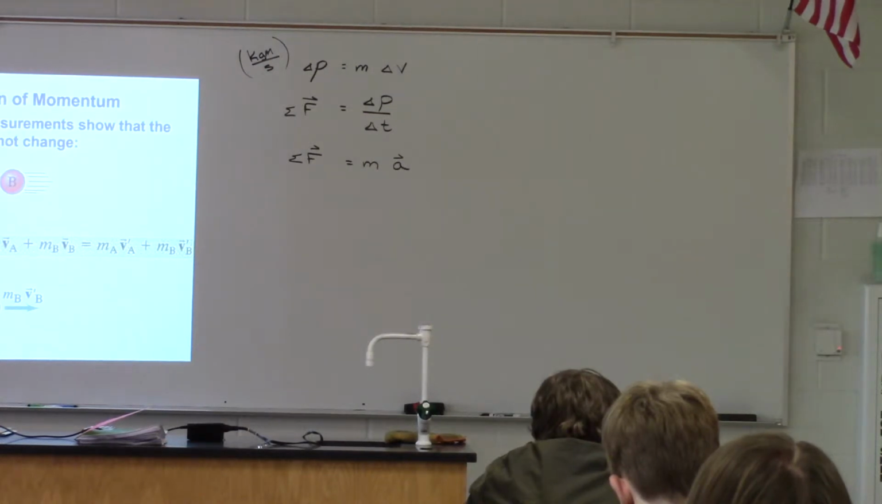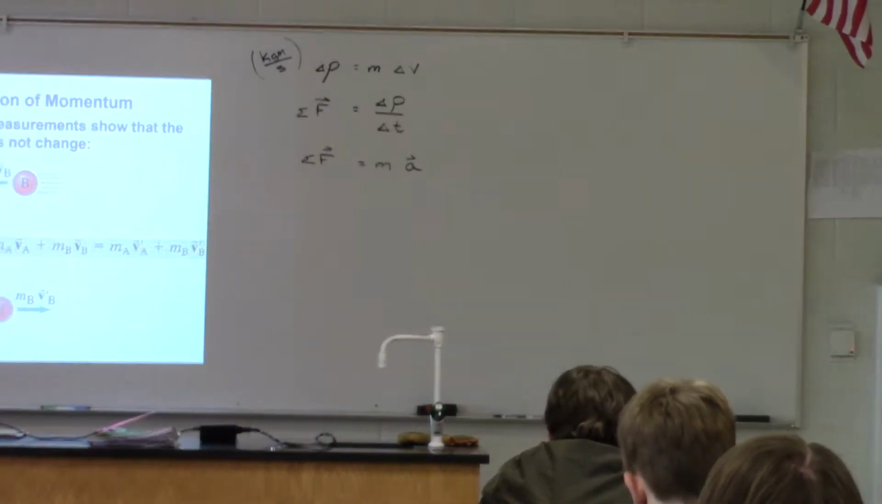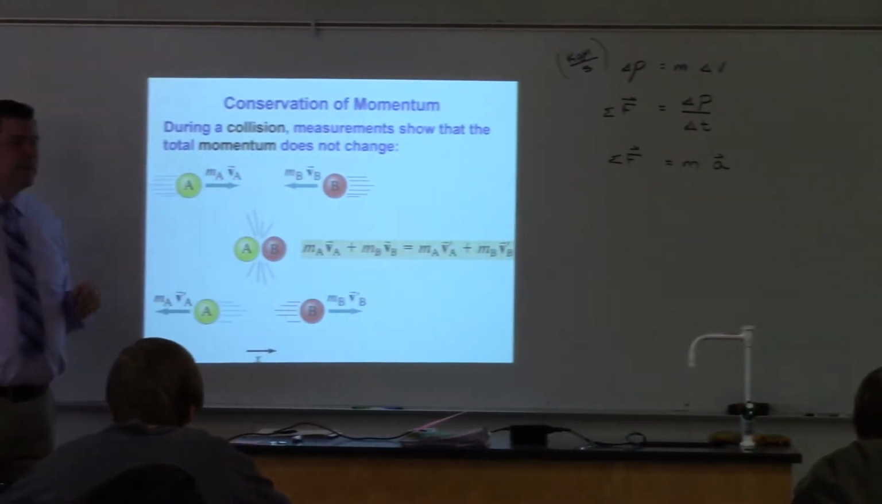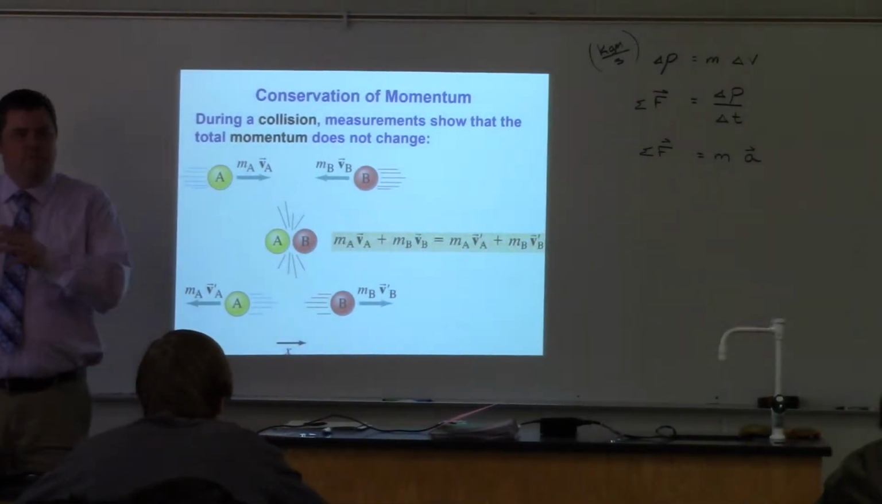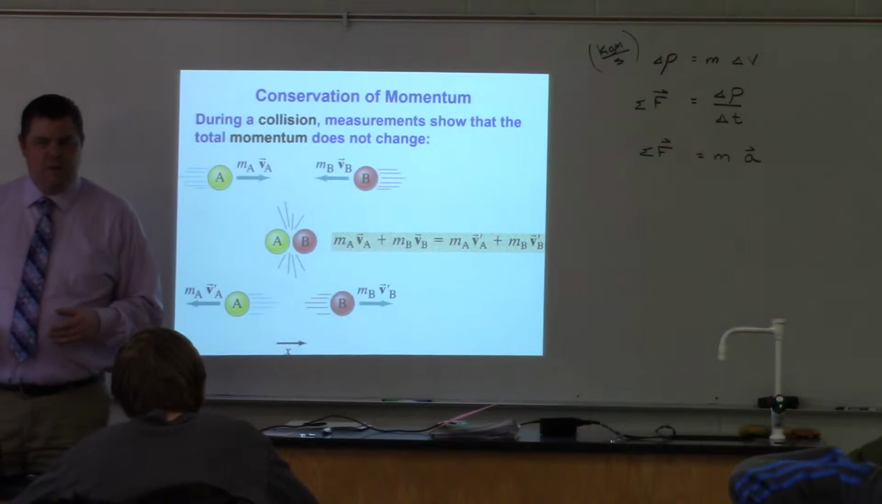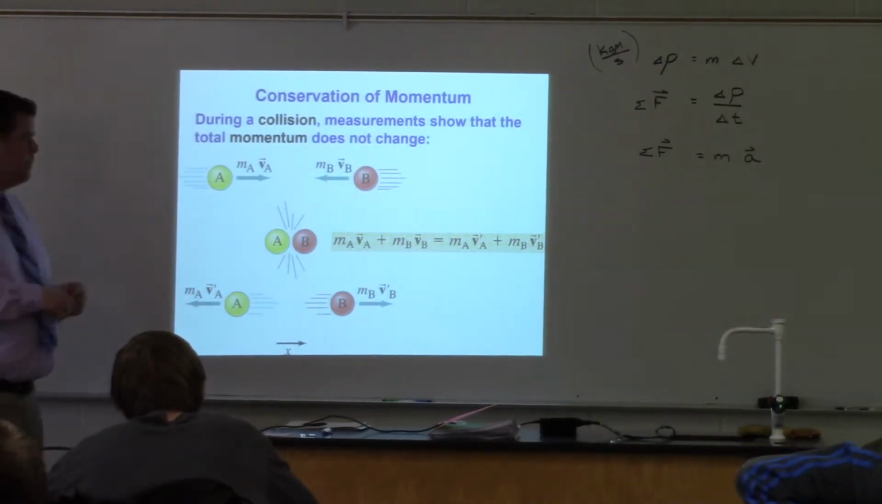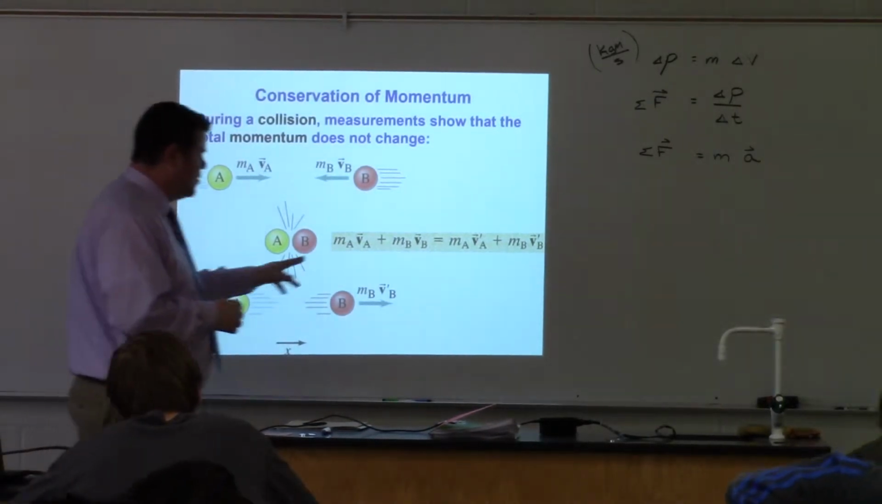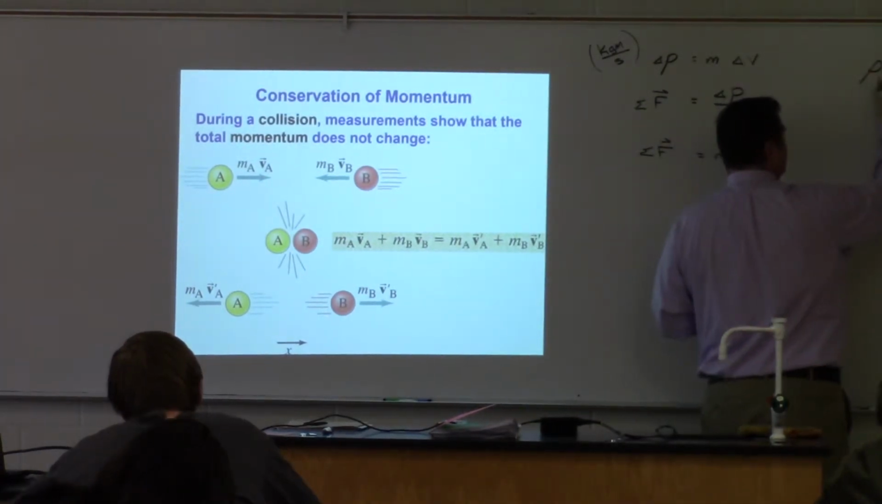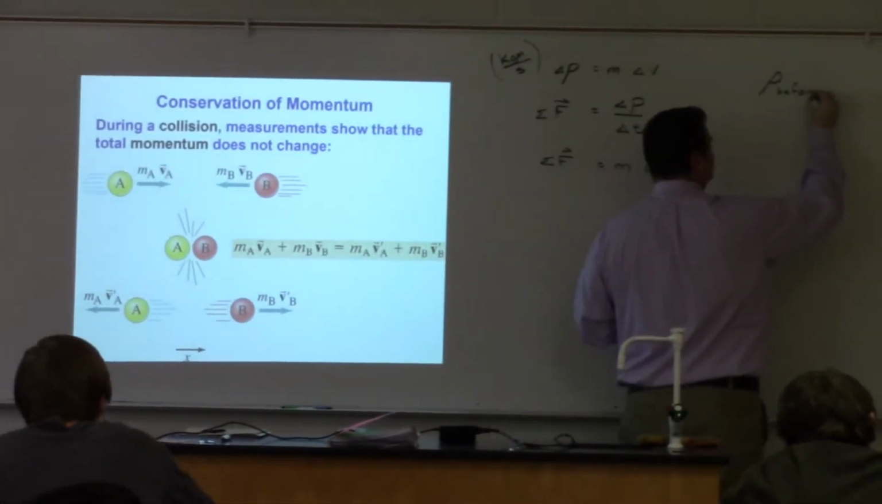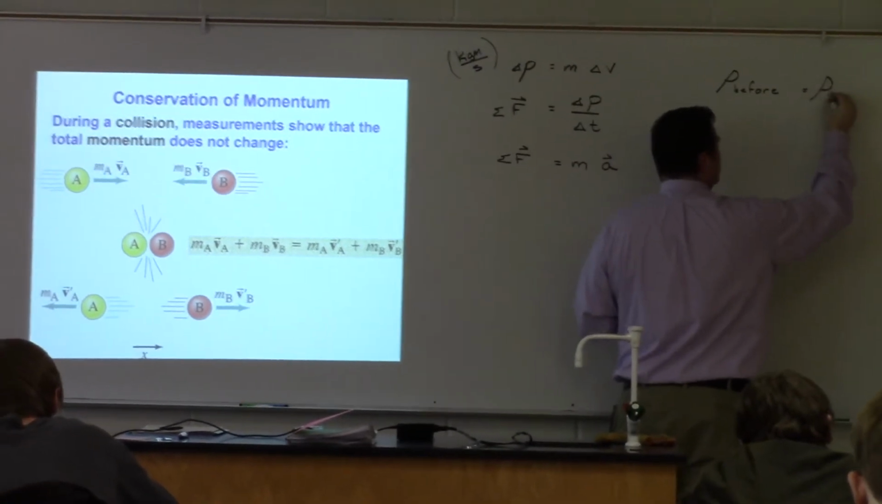When objects have momentum and they collide, during the collision, the momentum doesn't change. If you have the same momentum before and after a collision, you have what is known as conservation of momentum. So for conservation of momentum, momentum before equals that momentum after.